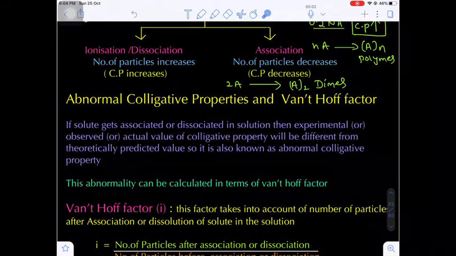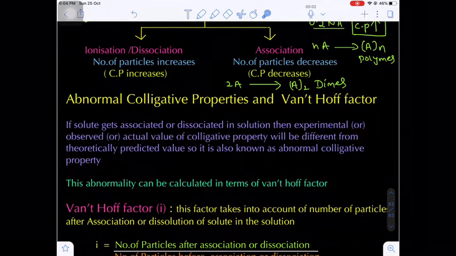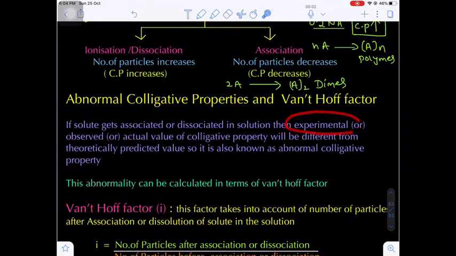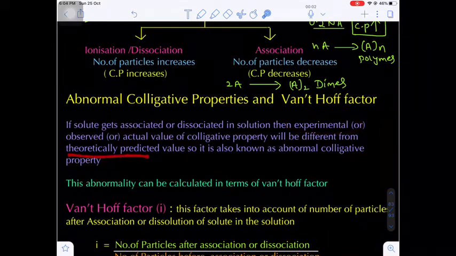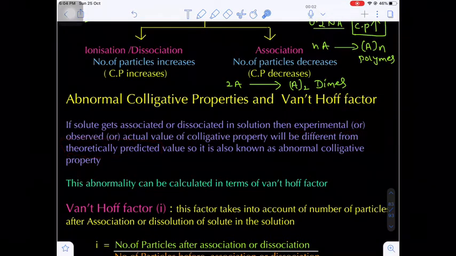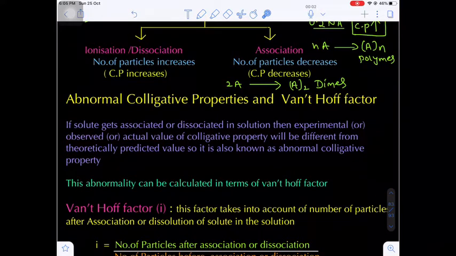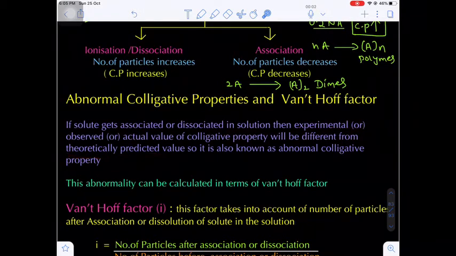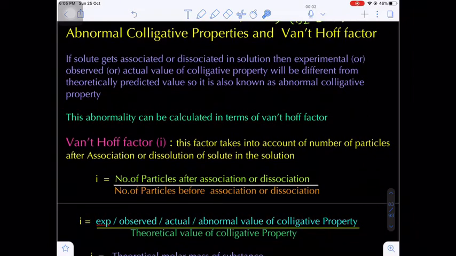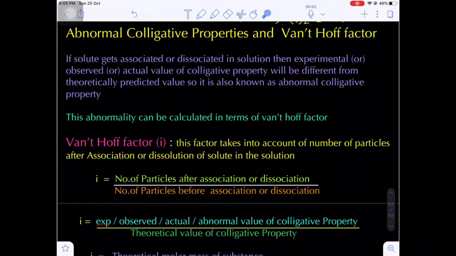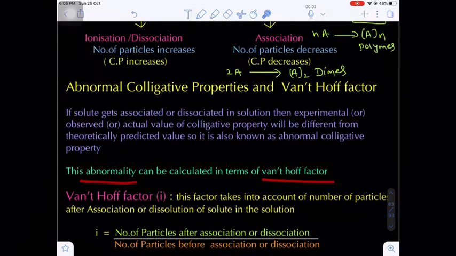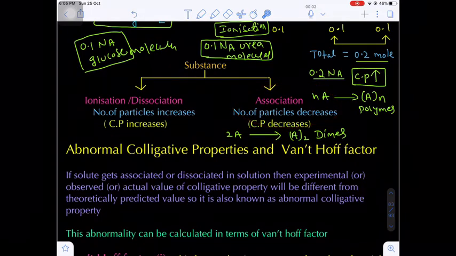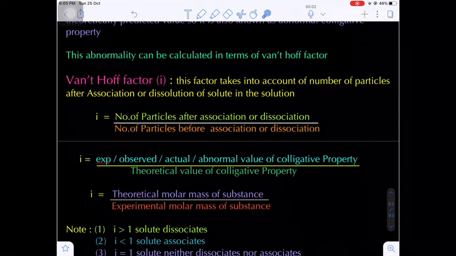In that case, Van 't Hoff introduced one factor to equalize them. The colligative property which is determined experimentally and the colligative property which is predicted theoretically must be equal. To equalize these two values, one determined experimentally and the other theoretically, he introduced one important factor known as the Van 't Hoff factor. Okay, we use the Van 't Hoff factor in case of dissociation or ionization of a solute, or in case of association of a solute. Are you getting my point? Now, what is the definition of a Van 't Hoff factor?